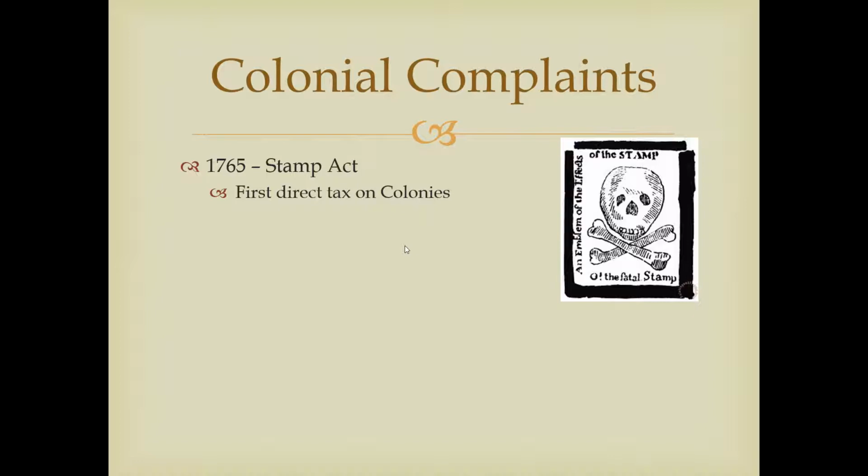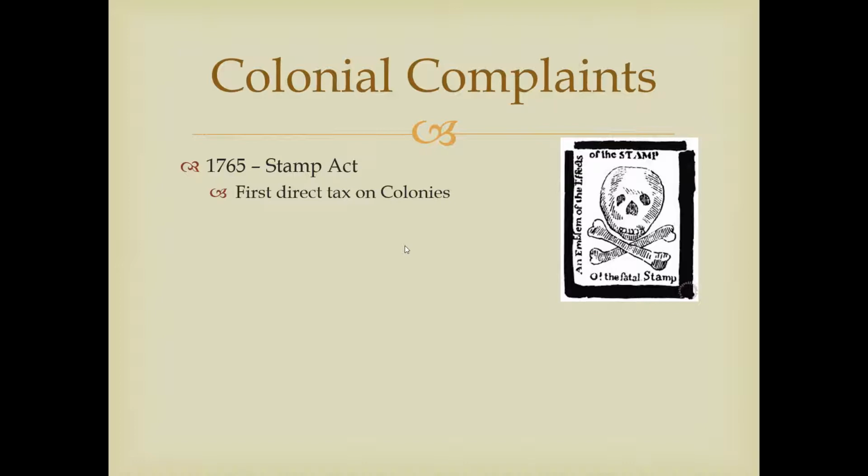It never really needed to be levied a tax on them, even though the British Crown was spending a lot of money in defense of the colonies and in trade with the colonies. They never really needed to raise any sort of revenue from the colonies because they were making so much money from the natural resources.